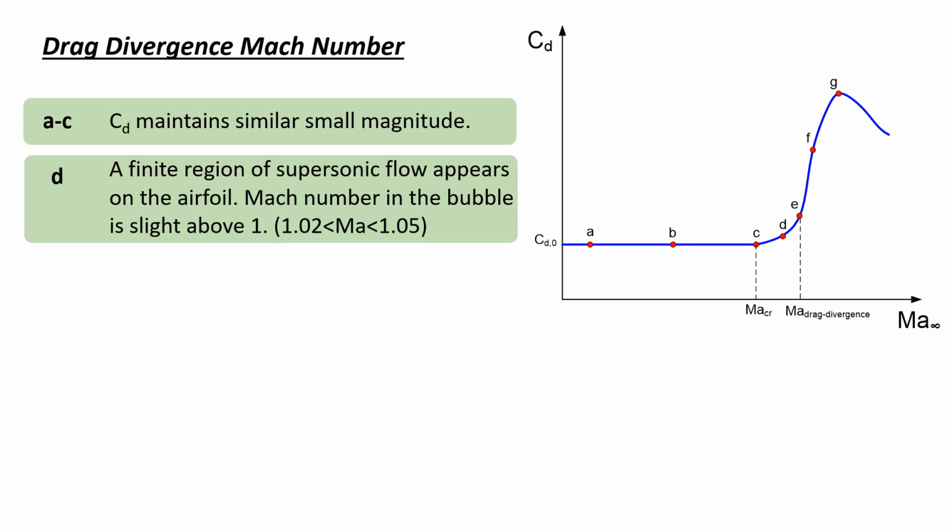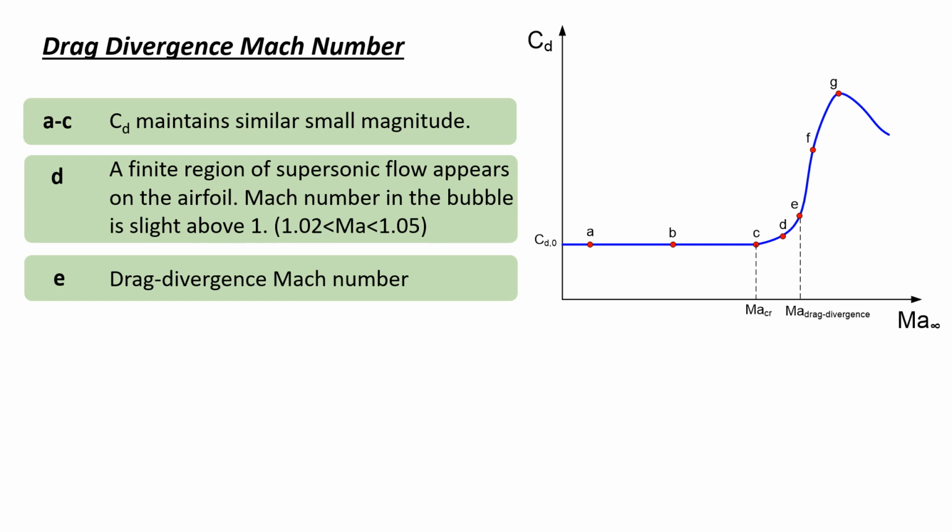Point D, at this point, there will be a finite region of supersonic flow appearing on the aerofoil, and the Mach number in the supersonic bubble is slightly above 1. It's very weak supersonic flow, between 1.02 and 1.05. So you can see it's only slightly above 1. So that's at point D.